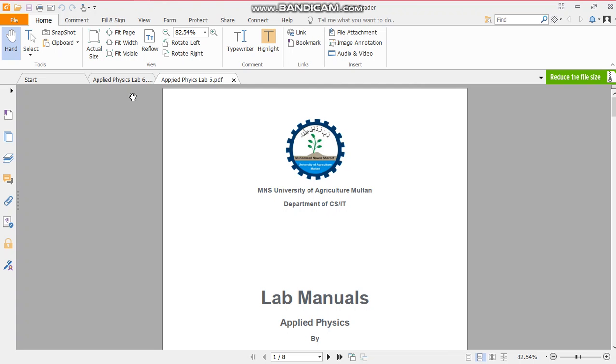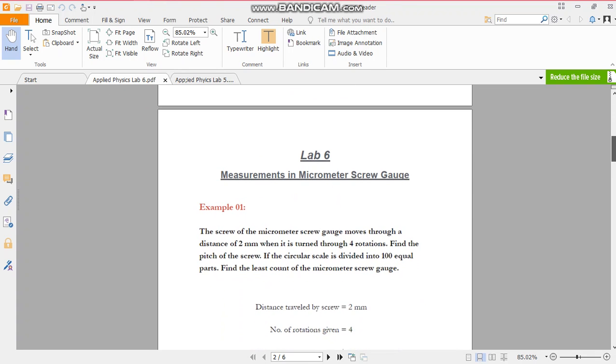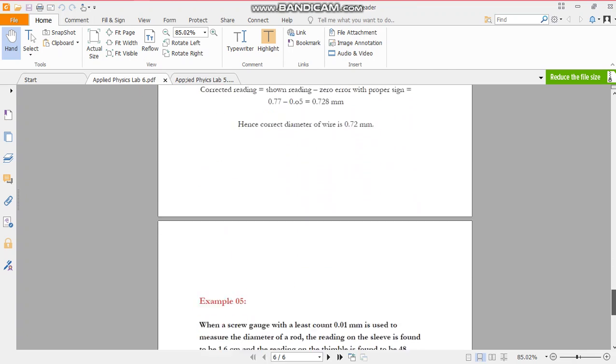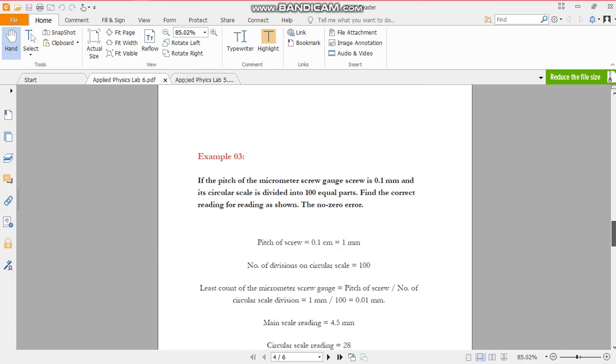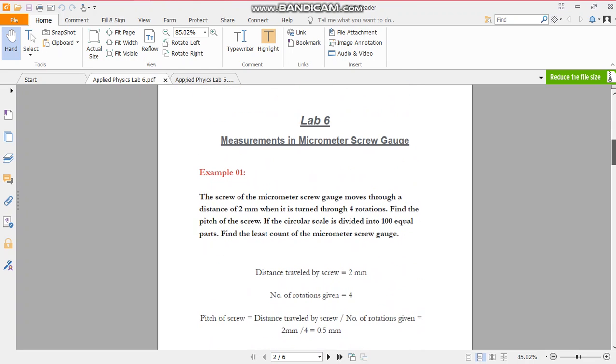In lab 6 we will do the numericals for screw gauge, and here I gave, I think, 4 or 5 examples. These are the 5 examples, and same formulas are used. For example, let's take example number 1. It said that the screw of a micrometer screw gauge moves through a distance of 2 mm when it is turned through 4 rotations, find the pitch of the screw. If the circular scale is divided into 100 equal parts, find the least count of the micrometer screw gauge.